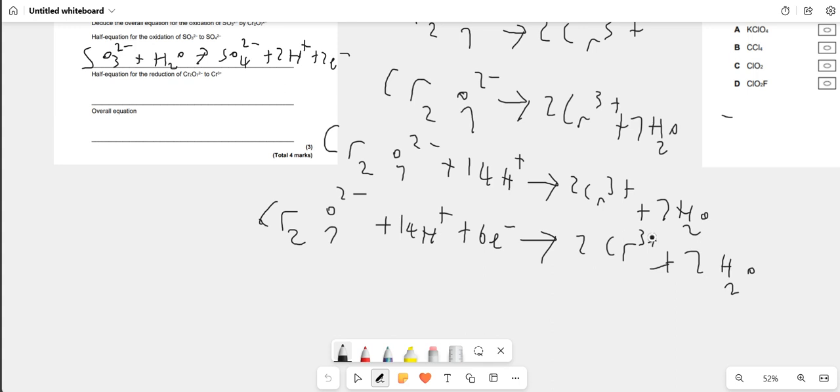So now look at the dichromate. I've got 3 plus here, but I've got two of them, so that makes 6 plus on the right hand side. So I need to make 6 plus here. I've got 2 minus plus 14, that's going to make 12. And then 12 minus 6 is going to make 6 plus here. So this is perfect.